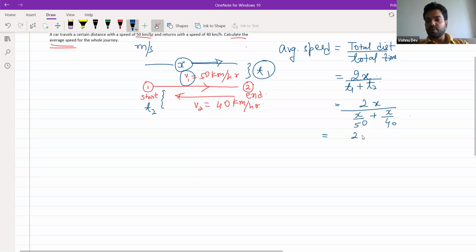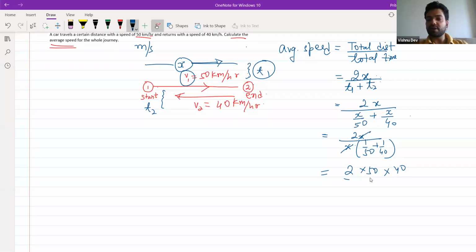So 2x, here I'll take x as common: 1 by 50 plus 1 by 40. So x will get cut off. So 2 times 50 times 40 by 50 plus 40. So you will get 2 times 50, that is 100, into 40 by 90. So you will get this cut, and it will be 400 by 9.